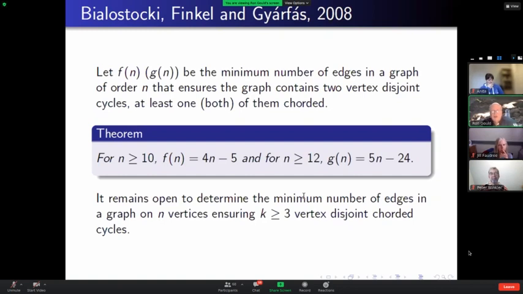Now, it remains open to determine the minimum number of edges in a graph on n vertices, ensuring k greater than or equal to 3 disjoint chorded cycles. That's an interesting open problem. I must admit, I have not put any time in on it.